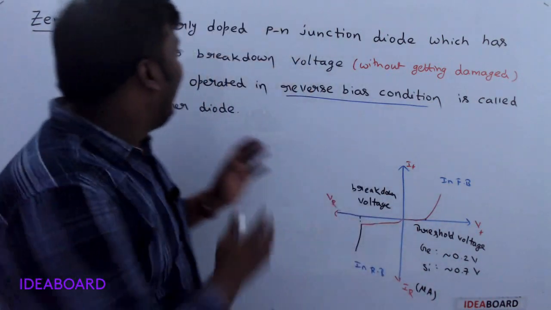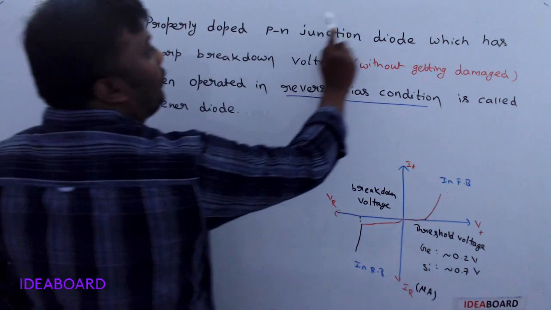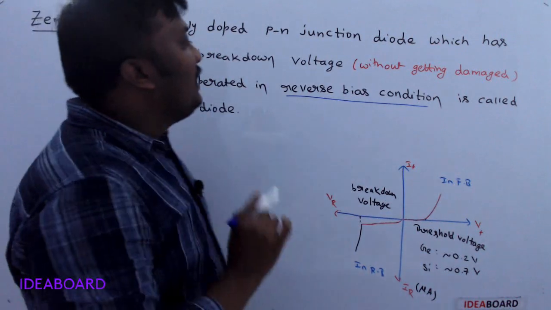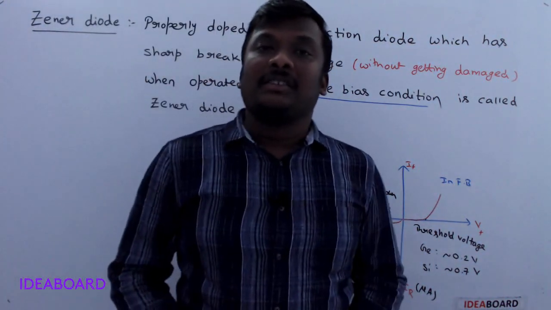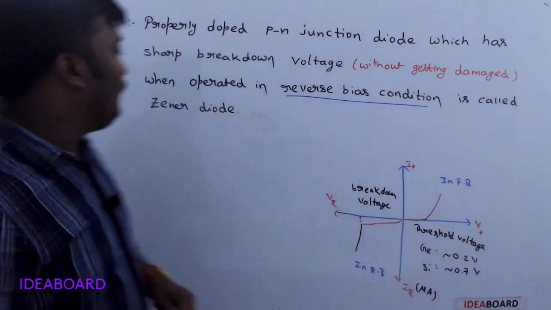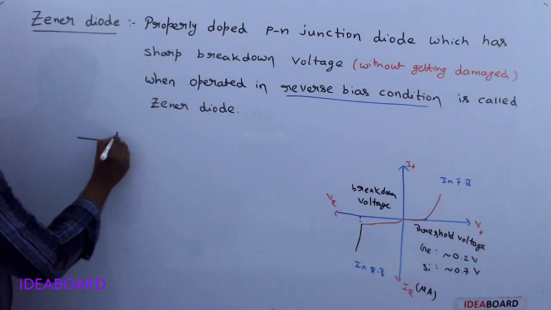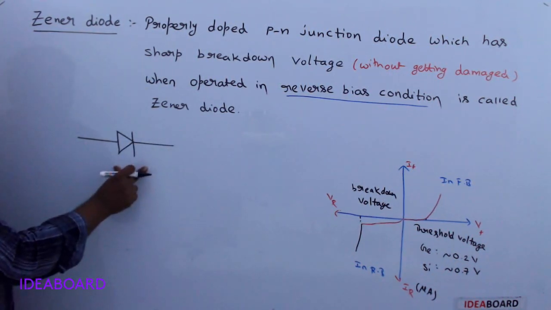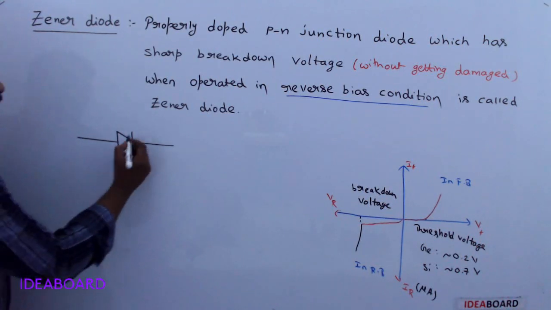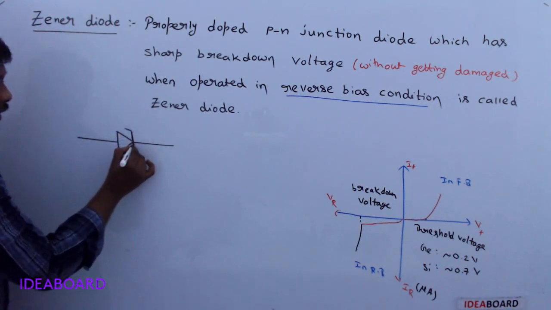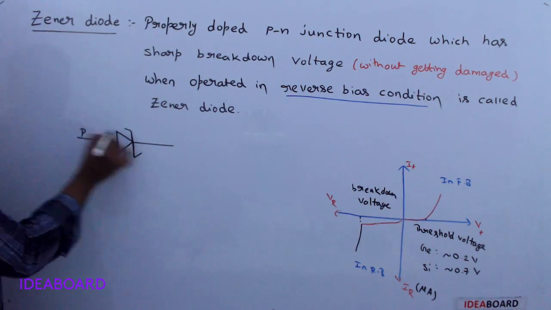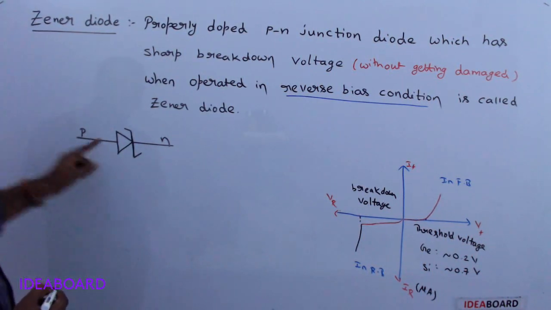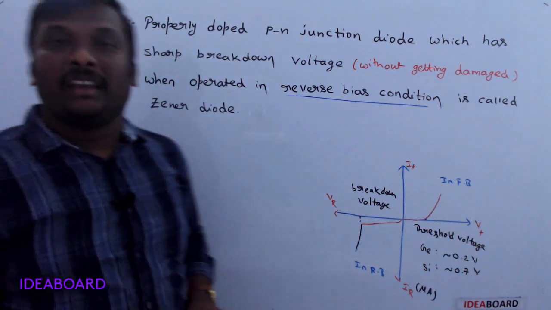Do you understand? So what is a Zener diode? A properly doped PN junction diode which has a sharp breakdown voltage when operated in reverse bias condition is called a Zener diode. The circuit symbol for the Zener diode is similar to the PN junction diode. This is the PN junction diode circuit symbol. In this, instead of the bar, it is turned into a Z. Why Z? Because the first letter in Zener diode is Z. Just replace this one. Is it clear?